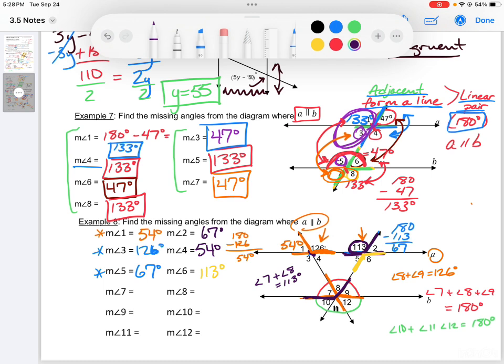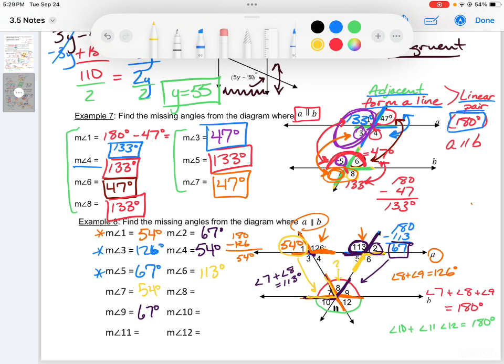The first thing that I want to point out is that angle 2 up here that we said is 67 degrees is corresponding with angle 9. Corresponding angles are congruent, so that means that angle 9 is also 67 degrees. Angle 7 down here is corresponding with angle 1, which we said is 54 degrees. Corresponding angles are congruent, so angle 7 is also 54 degrees.